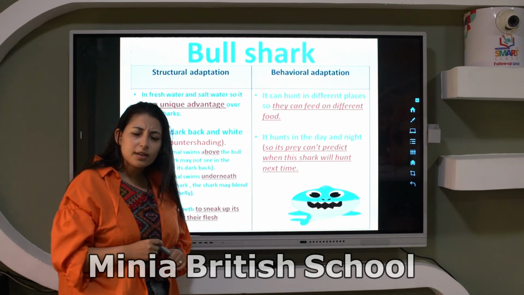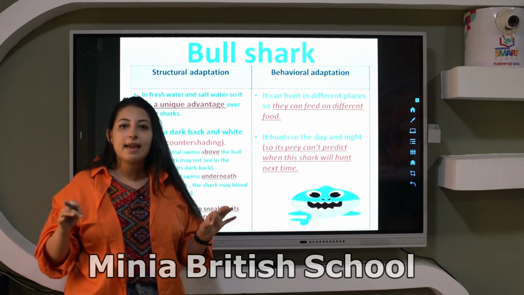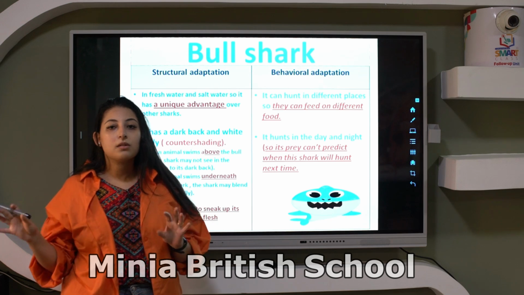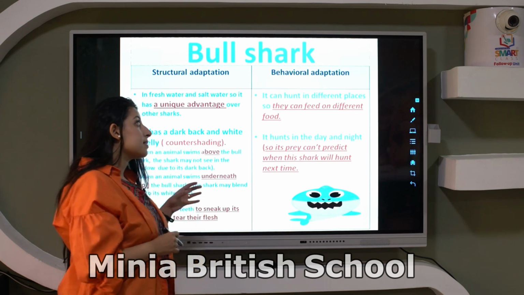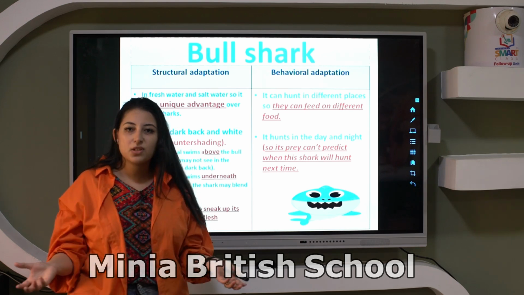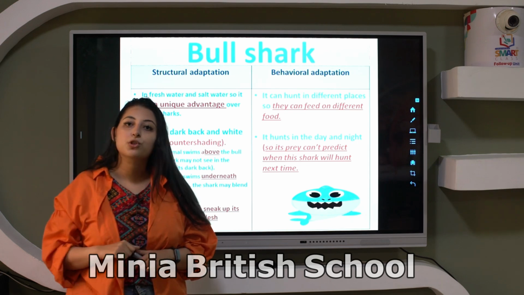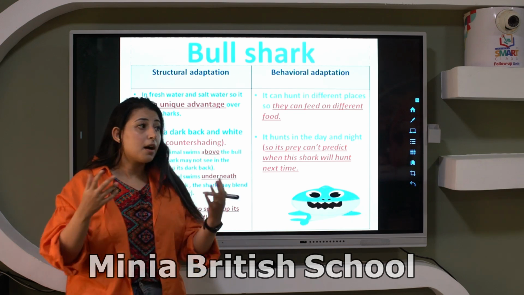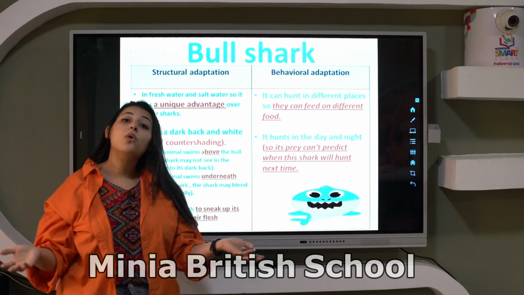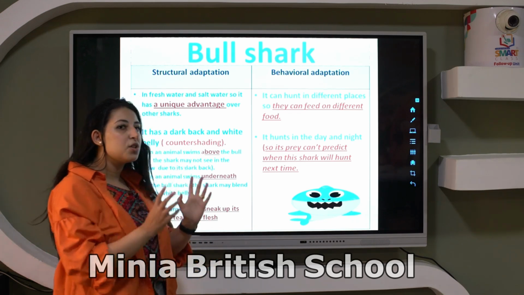Do you know the bull shark? It is the only shark that can live in fresh water and also salt water, but it loves living in fresh water. Why? Because there is less competition in fresh water. It's the only shark that can live in fresh water. What about the other sharks? The other sharks, of course, as we know, live in salt water only, but this shark is a special shark.